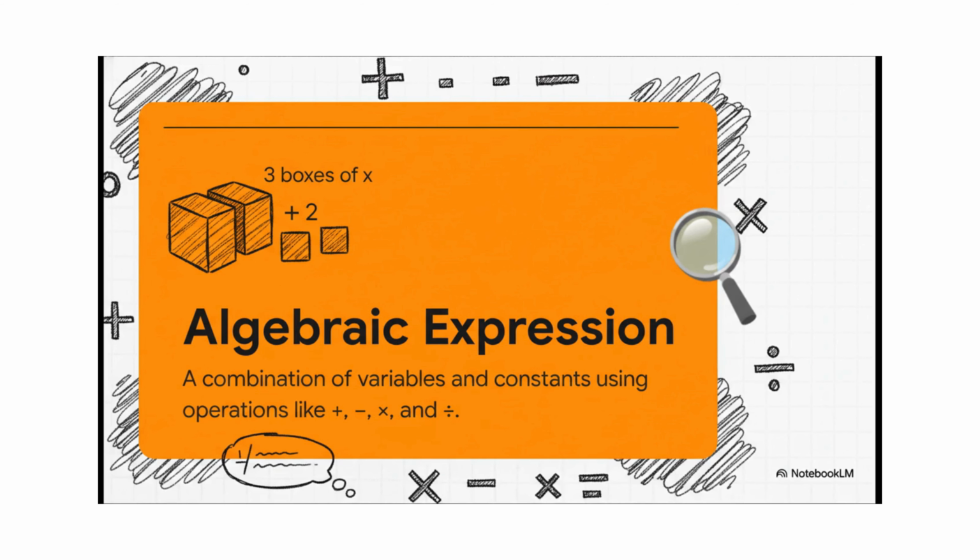So what happens when you combine these words, the fixed ones and the flexible ones, using your basic operations? Well, you get an algebraic expression. This is basically our version of a phrase. It's not a full sentence yet because there's no equal sign, but it's a complete thought.